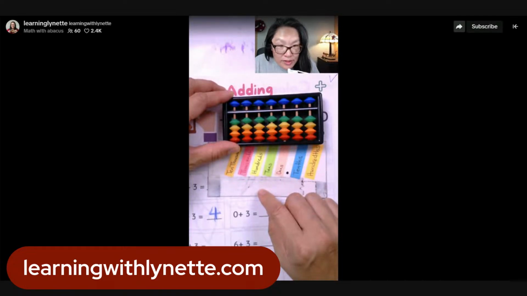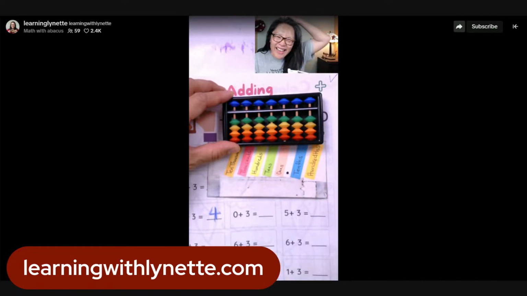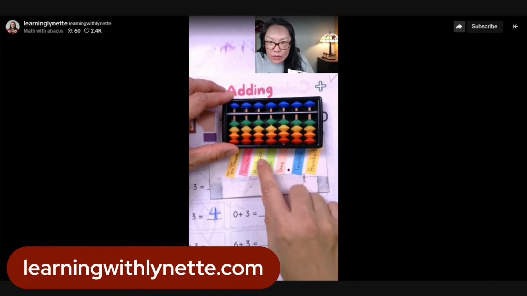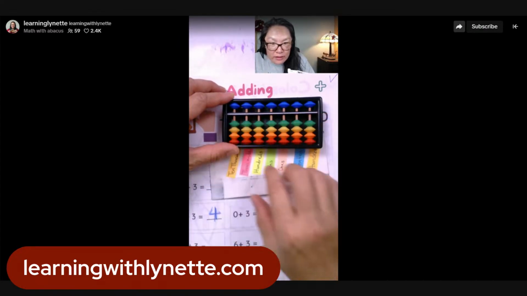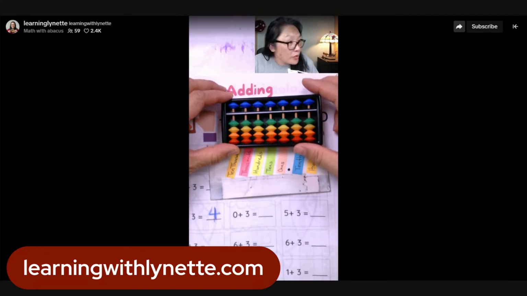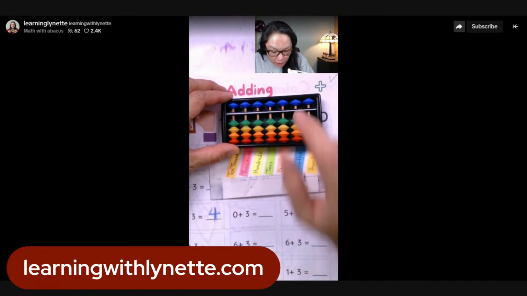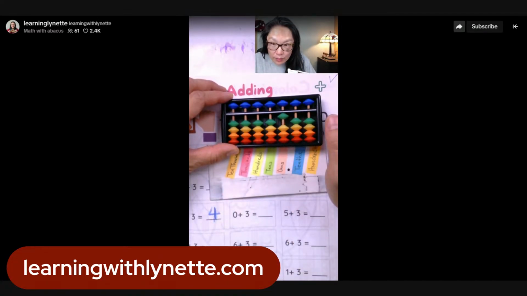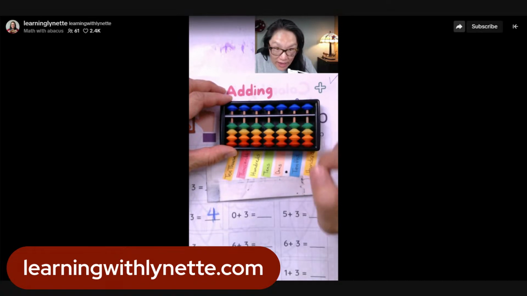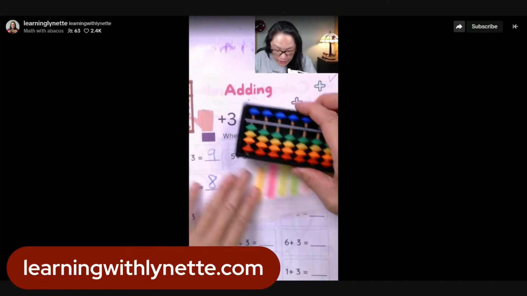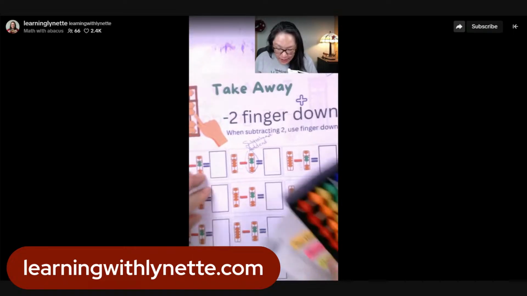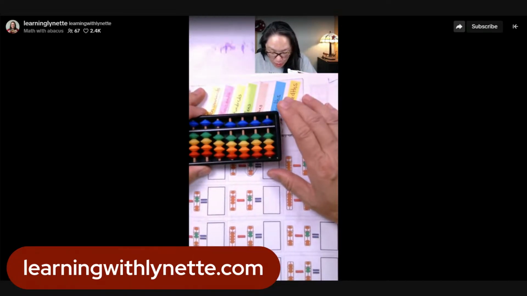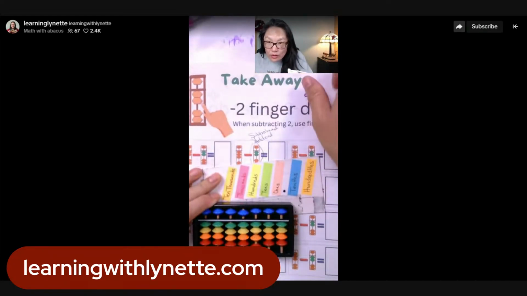Does that make sense? So the way we write is the way we read it. Okay, so I'm going to continue on. When we add, we want to go toward the horizontal bar. When we subtract, we want to go away from the horizontal bar. Notice what we did is we added, and now we want to do a take away. We're going to take away the 2. When we minus the 2, it looks like this.